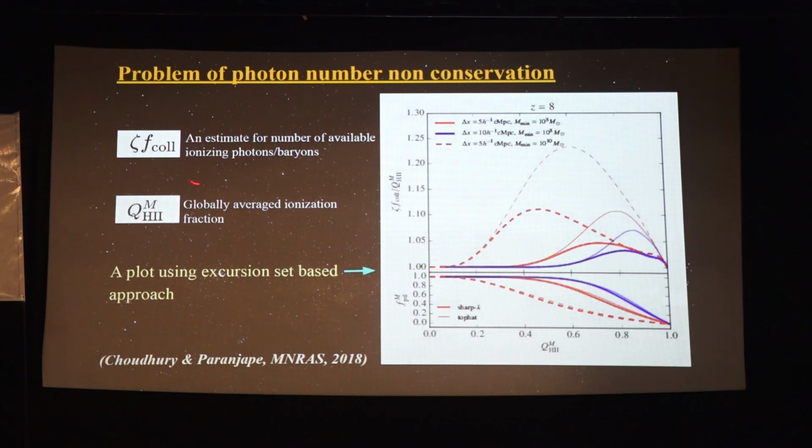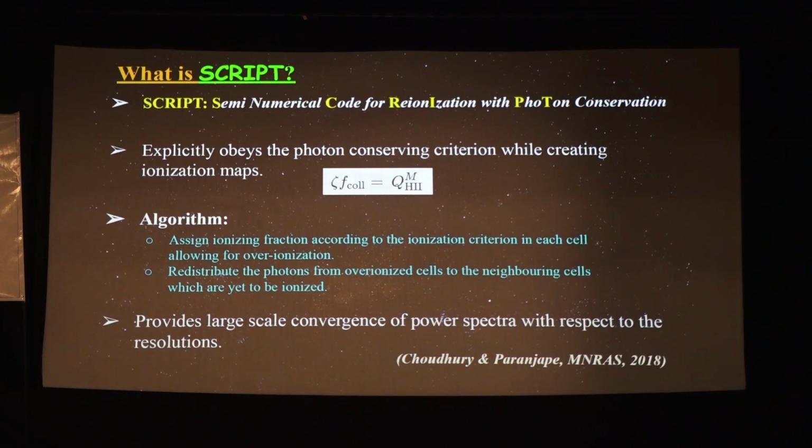Mathematically, this zeta multiplied with the collapse fraction gives an estimate for the number of available ionizing photons per unit baryons, and this Q gives the globally averaged ionization fraction. If photon number conservation is valid, then these two quantities should be equal throughout the ionization state. But in the excursion set case, what we see is these kinds of bumps coming out, and this means that photon number conservation is not valid. To solve this problem, SCRIPT was introduced. It stands for Semi-numerical Code for Reionization with Photon conservation, and it explicitly obeys this criterion. That means it is an explicitly photon-conserving model.